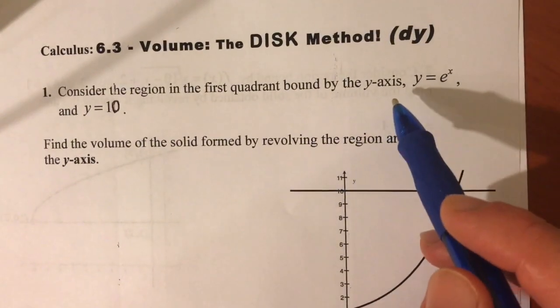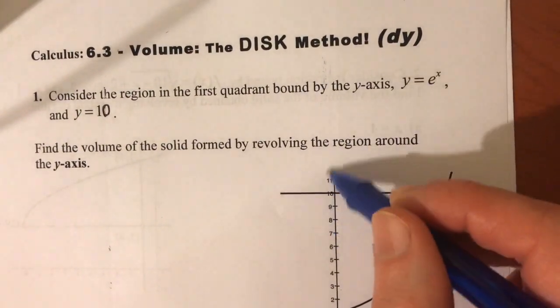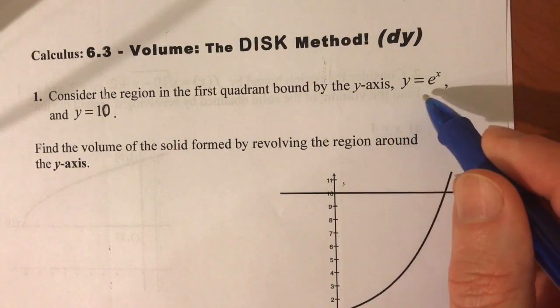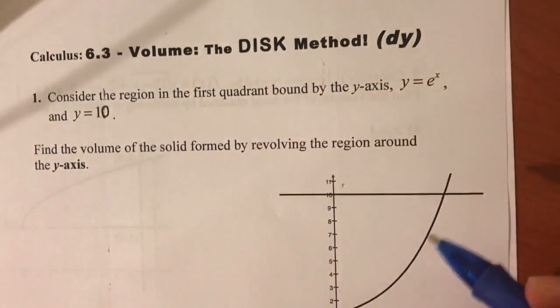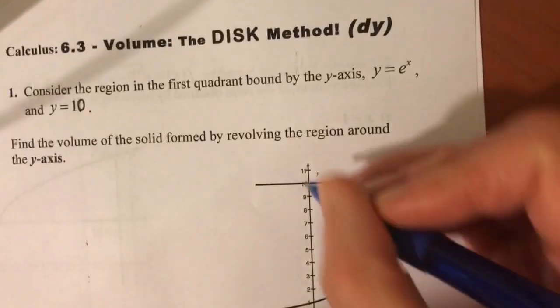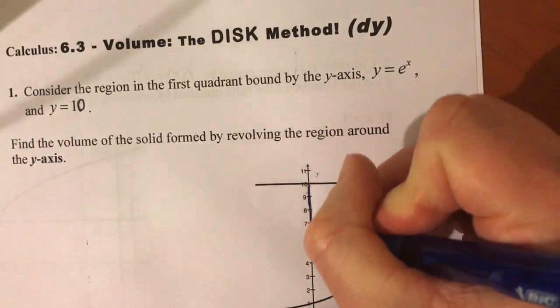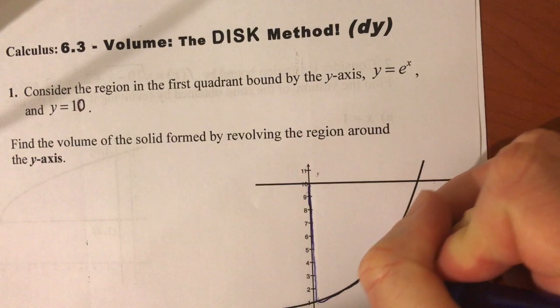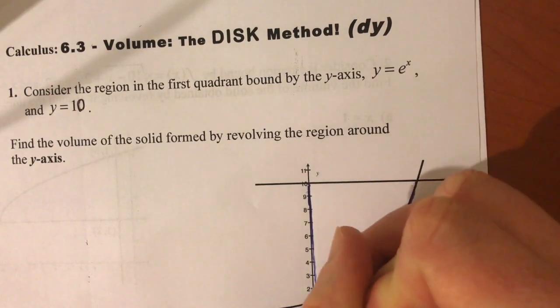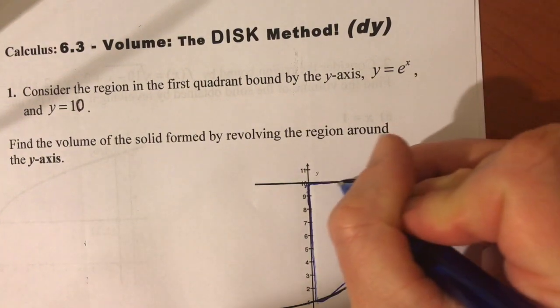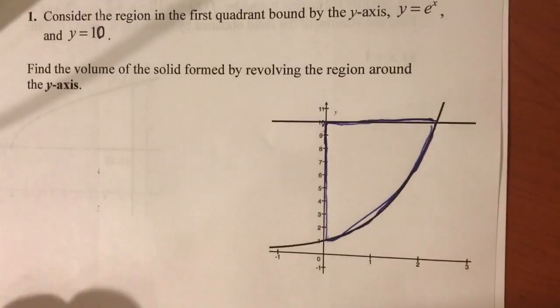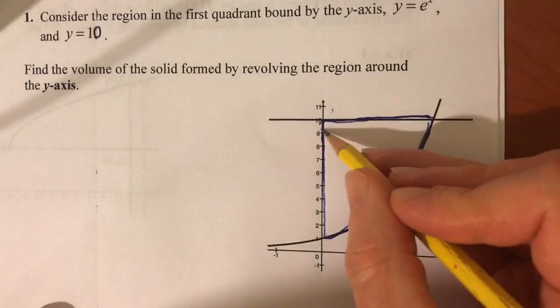Consider the region in the first quadrant that is bound by the y-axis, the graph y equals e to the x, that nice exponential growth there, and the horizontal line y equals 10. So here's your region: the y-axis, the exponential curve e to the x, and the horizontal line y equals 10. There's your region.